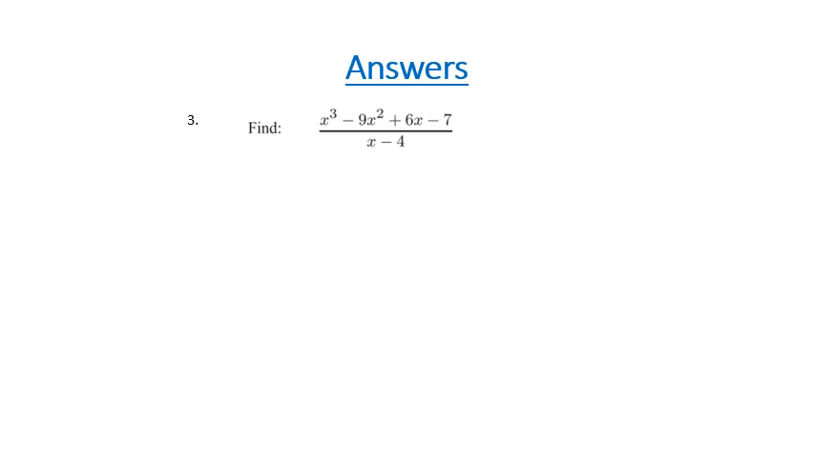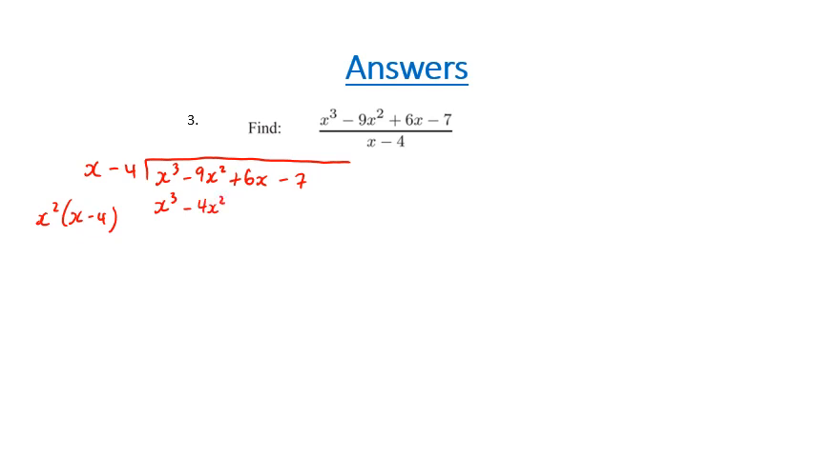Okay, so let's see how you went with this last one. So our divisor, x take 4, I'm going to divide that all into x cubed take 9x squared plus 6x, take 7. Now the first thing I need to do is find the multiplier to get x to the power of 3. So that becomes x squared, x take 4. So therefore this becomes x to the power of 3 take 4x squared. And I'm going to take that away, which is going to make that a positive 4x squared. So we've got x squared as my multiplier, and this becomes negative 5x squared.